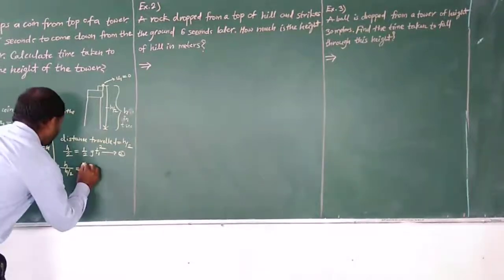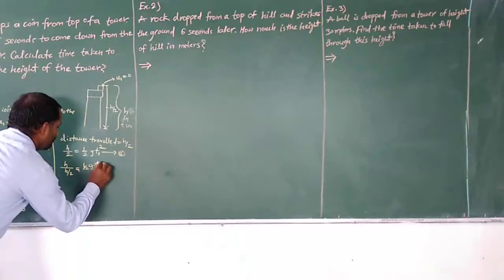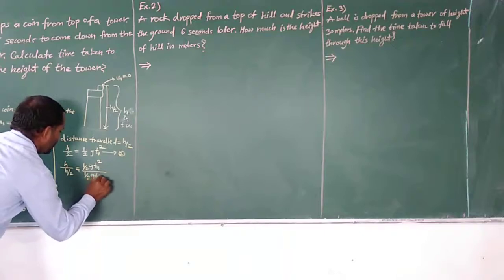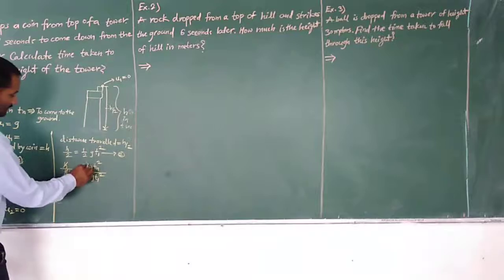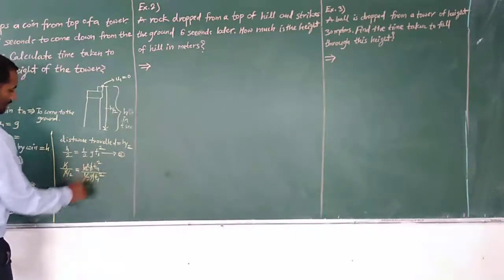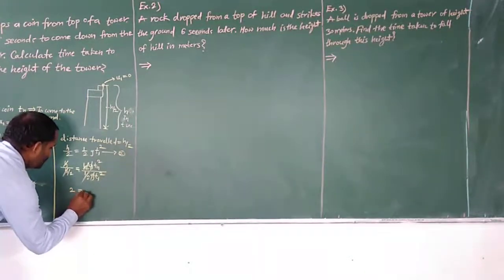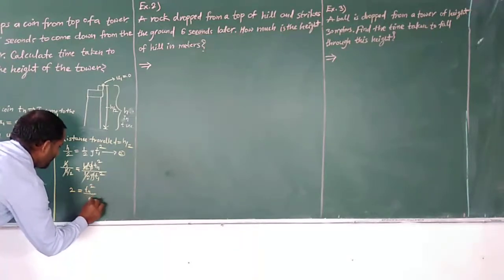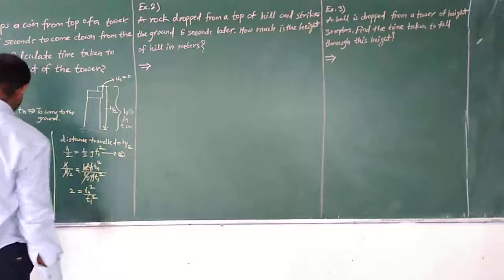Equation number 1 is h is equal to half g Tn square, divided by half g T1 square. So this will get cancelled, this will get cancelled, g will also get cancelled. Then the remaining term is 2 is equal to Tn square divided by T1 square.